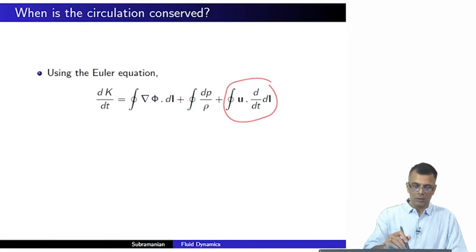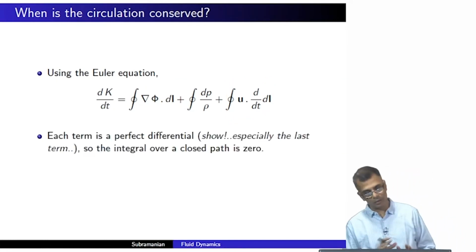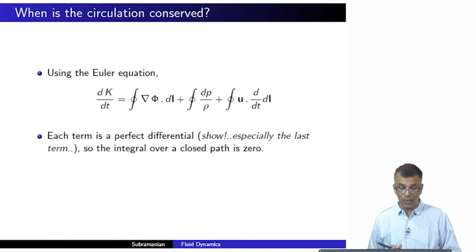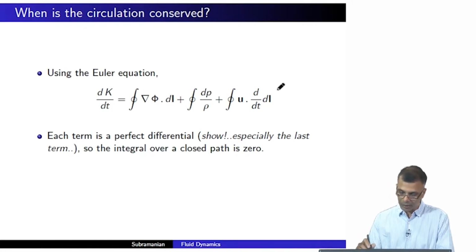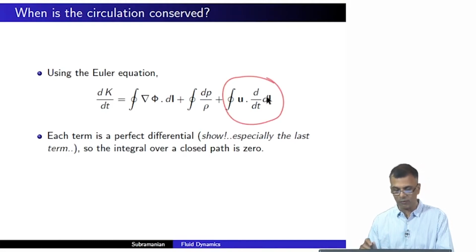So as such, there's no mystery. It's just a simple rearrangement of terms, and the important thing here is that each term is a perfect differential. There's a gradient of phi, and it's dotted with dl, so that becomes a perfect differential. This is already a perfect differential by definition, and I claim that this term is also a perfect differential. Why is that? D over dt of dl is u, right? So it's a half u squared. Therefore the integral of any perfect differential along a closed path is 0. That's the whole point of a perfect differential.